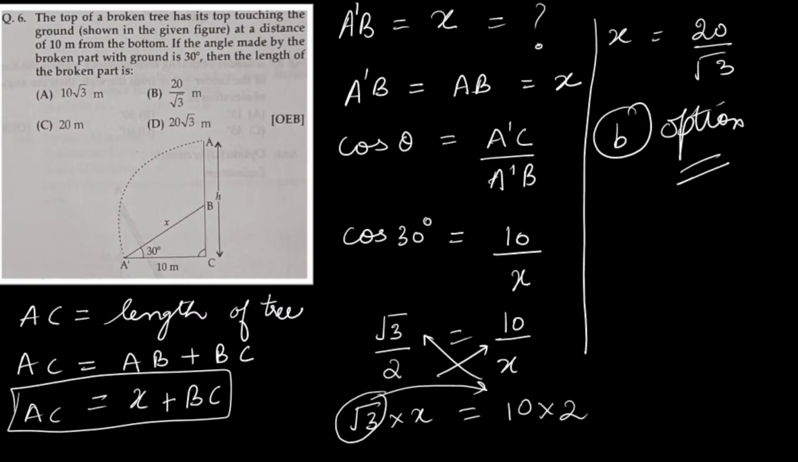Let's do the next question. If the angle of depression of an object from a 75-meter high tower is 30 degrees. First of all, every situation we have to convert to a right angle triangle. So the angle of depression is given to us.